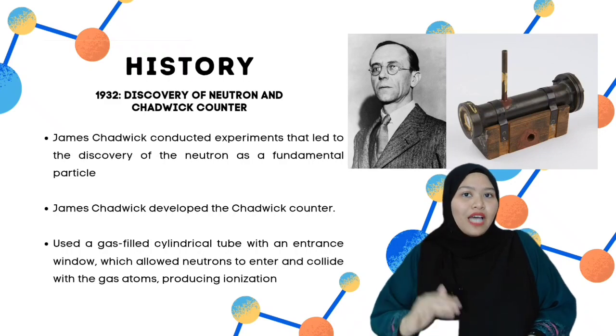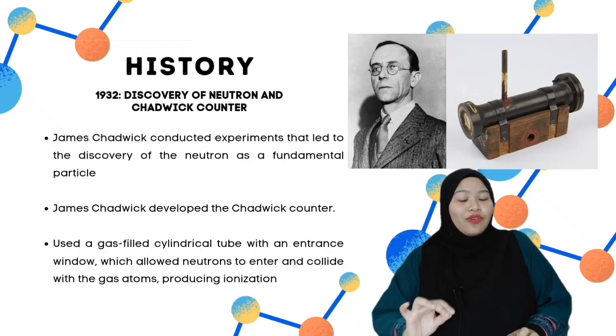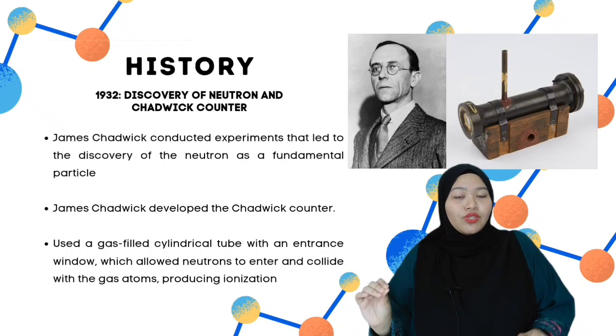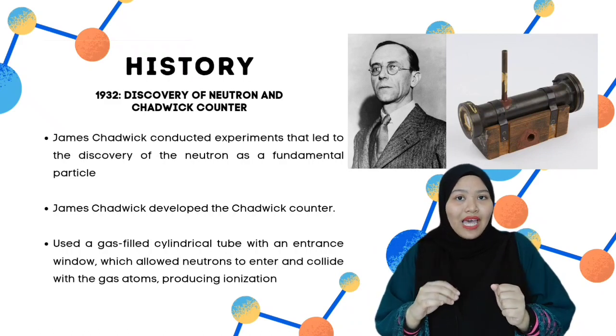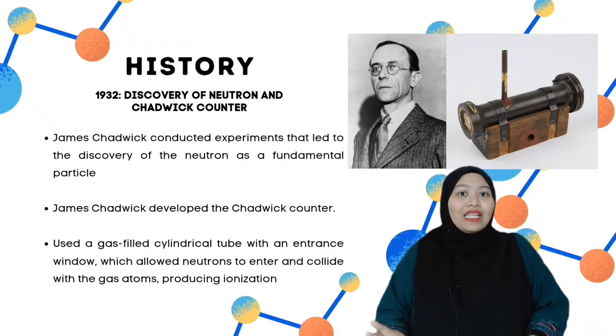Shortly after the discovery, James Chadwick developed the Chadwick counter. It used a gas-filled cylindrical tube with an entrance window which allowed neutrons to enter and collide with the gas atoms, producing ionization, which indicates the presence and intensity of the neutrons.